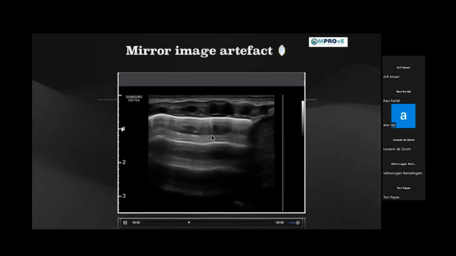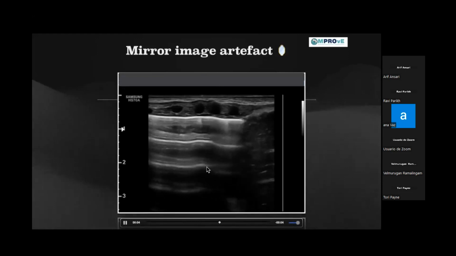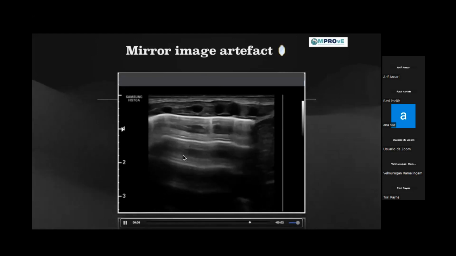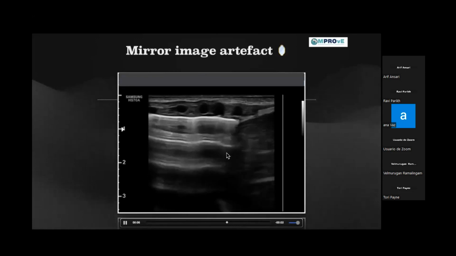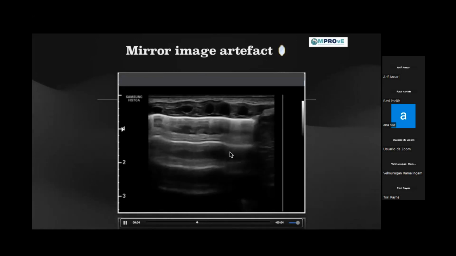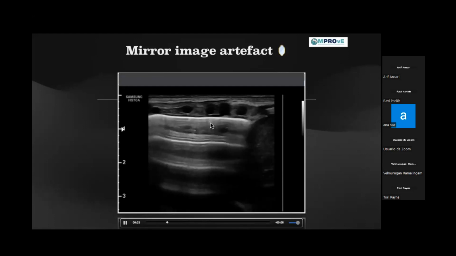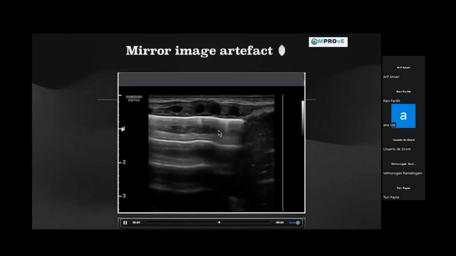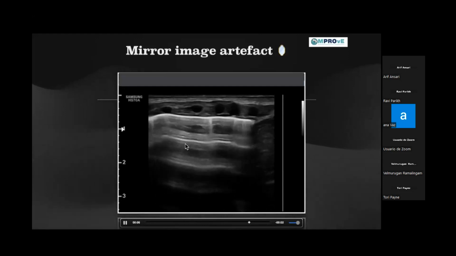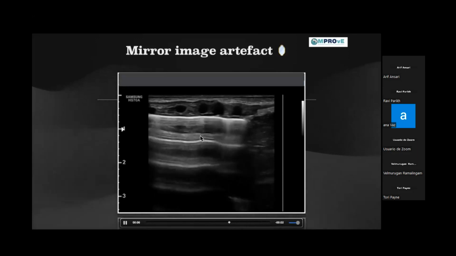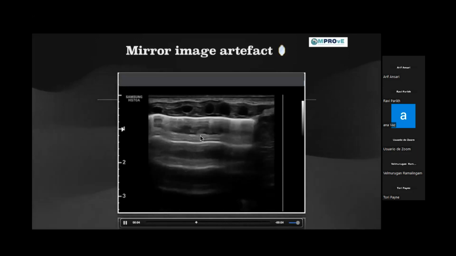You can see here, I'm playing the video, so ribs on both the sides and here as well. You can ask me a question. Well, Dr. Abhijit, you just told me that if you see the comet tail artifacts, or the B lines, that's a surrogate marker of there is no pneumothorax. I can kind of see both over here. Well, that is because you can see here there is a loss of a bat wing sign.